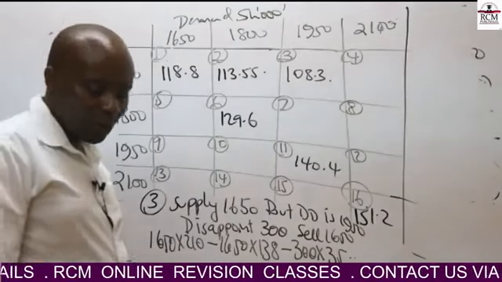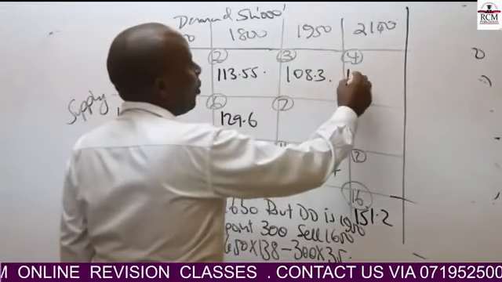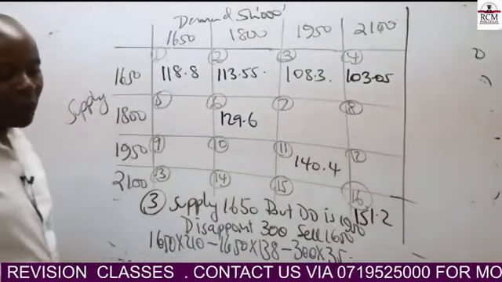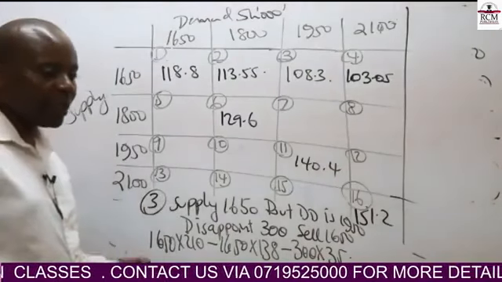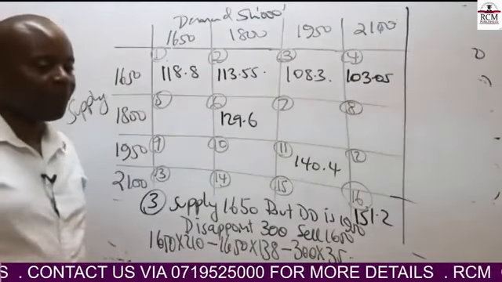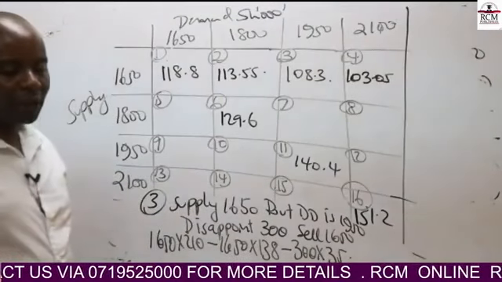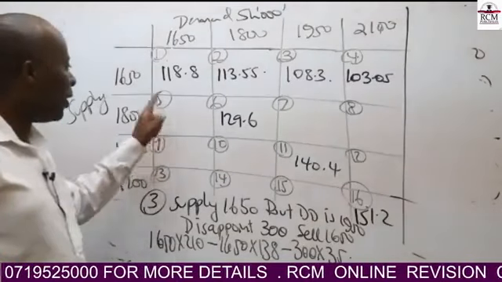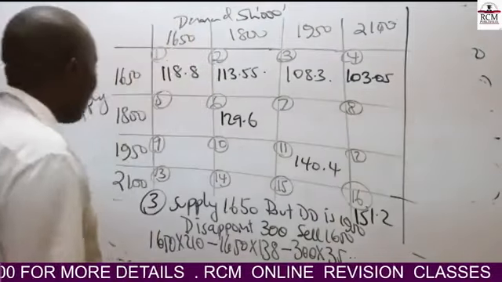Kigunda tells me 103.05. Just try again, Dennis. Thank you very much for giving me the first answer. Try again. If you're unable to get it, I'll show you how to get it. Because there we are going to sell just 1650, but we shall disappoint quite a number of customers there. So let us go to cell number 5.